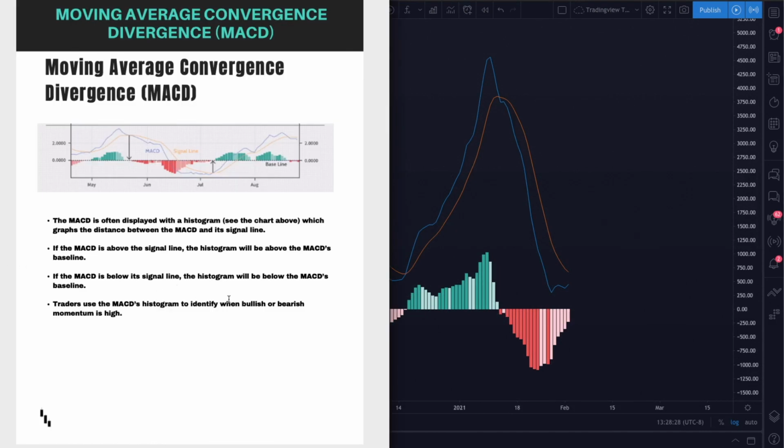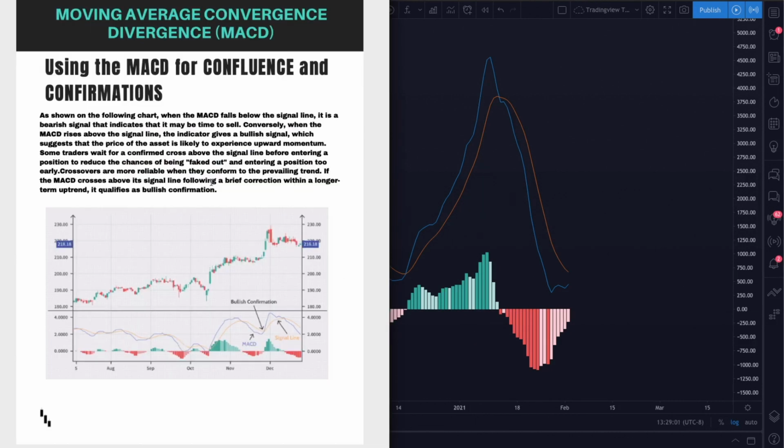So again, when the MACD is above the signal line, the histogram will be above the MACD's baseline, and conversely, when the MACD is below its signal line, the histogram will be below the MACD's baseline, and traders can use the MACD's histogram to identify when bullish or bearish momentum is high. Moving on, as shown in this chart in the handout, when the MACD falls below the signal line, this is also known as a bearish cross. It is a bearish signal that indicates that it may be time to sell. Conversely, when the MACD rises above the signal line, this is a bullish cross.